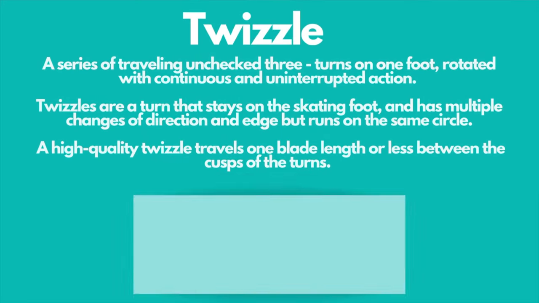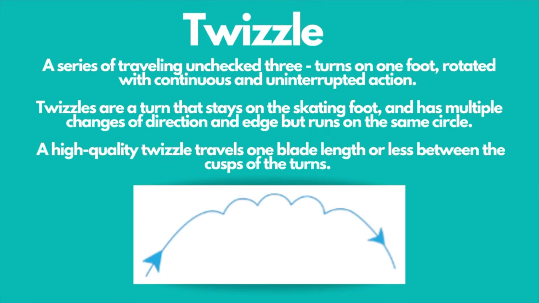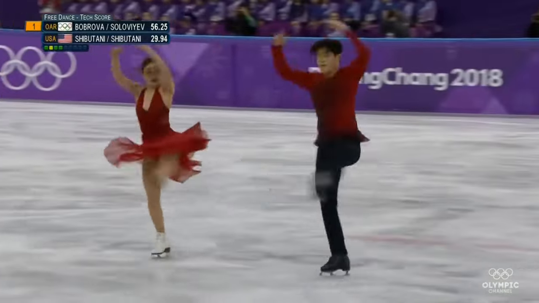Twizzles. A twizzle is a series of traveling unchecked three turns on one foot that are rotated with a continuous and uninterrupted action. Twizzles are turns that stay on the same skating foot and have multiple changes of direction and edges, but run on the same circle. A high quality twizzle travels one blade length or less between the cusps of the turn. At the beginning developing levels, it may be closer to two blade lengths though. I often think of a twizzle as a hybrid between a spin and a three turn. To the untrained eye, a twizzle may appear to be a traveling spin.